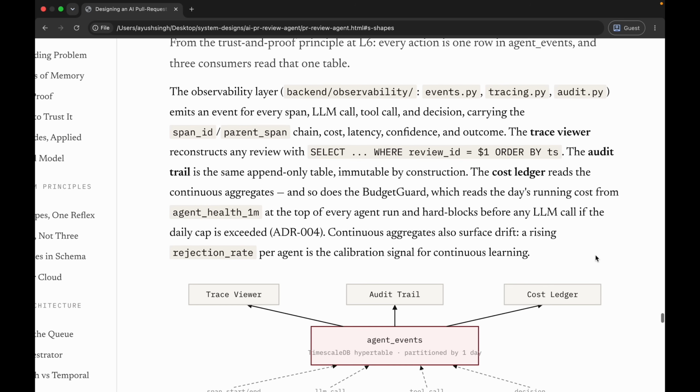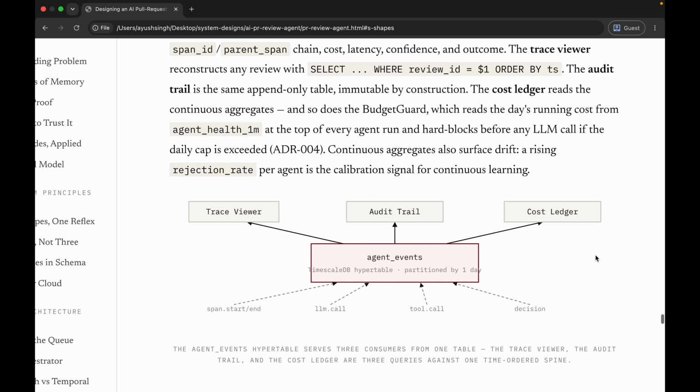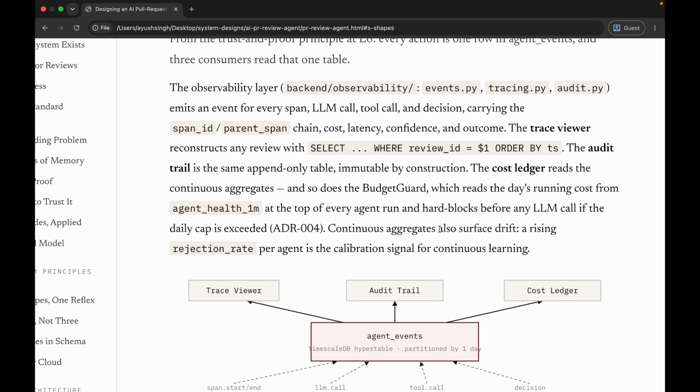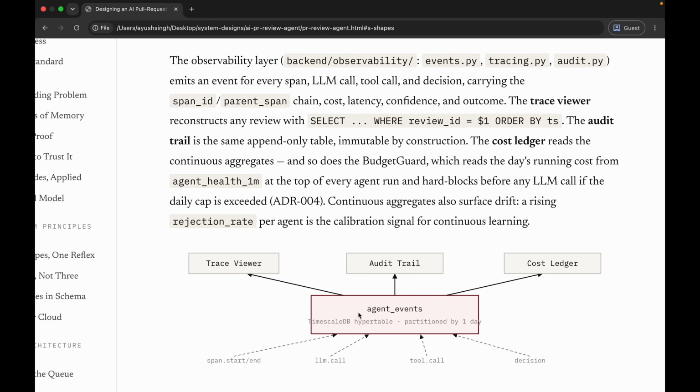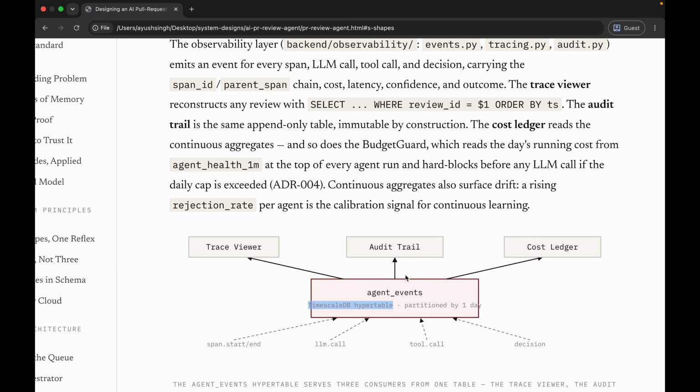Okay? Now, to think about another thing is your every single agent event, which is basically for our observability. That's why I said we also want to make sure that observability is up there. So for observability, we are using TimescaleDB hypertable, which is basically a trace viewer, audit trail, and cost ledger. It should be able to tell us when the agent started and ended, what was the call, what was the cost, where the issue arose, and we can also keep on seeing a rising rejection rate per agent.